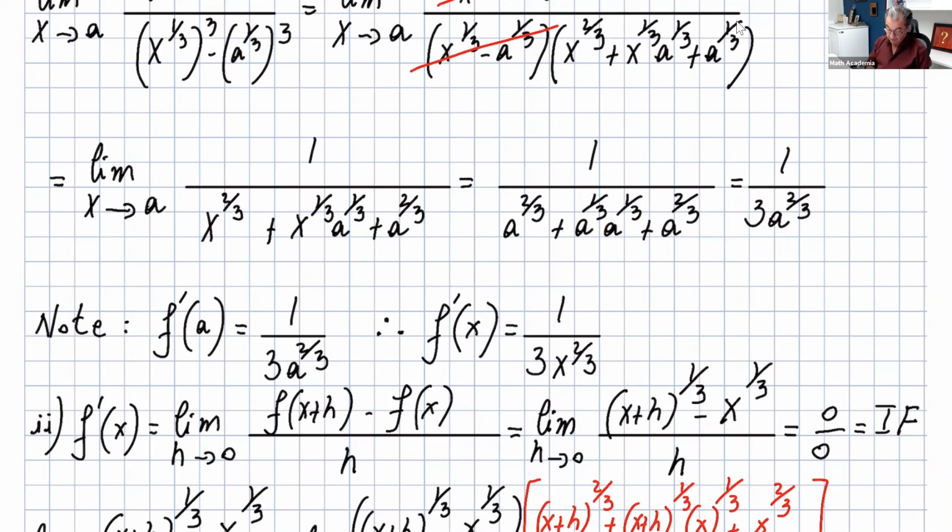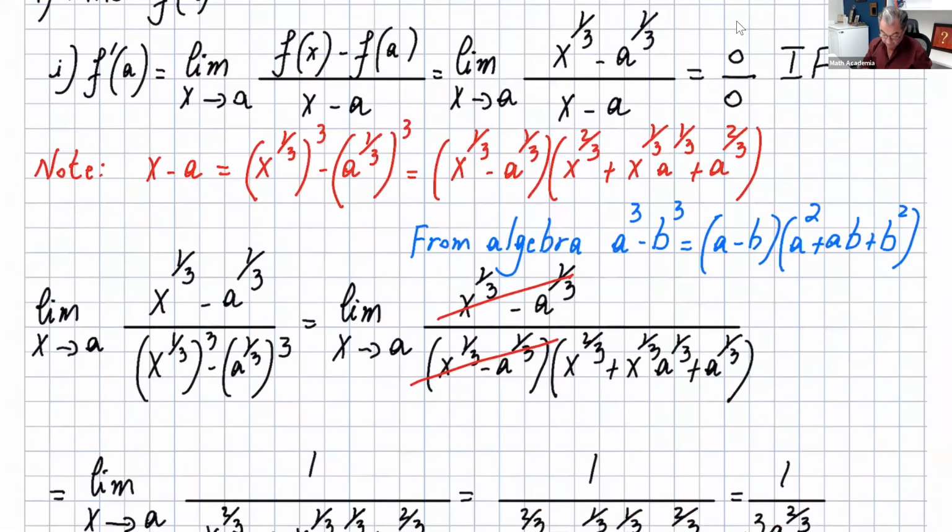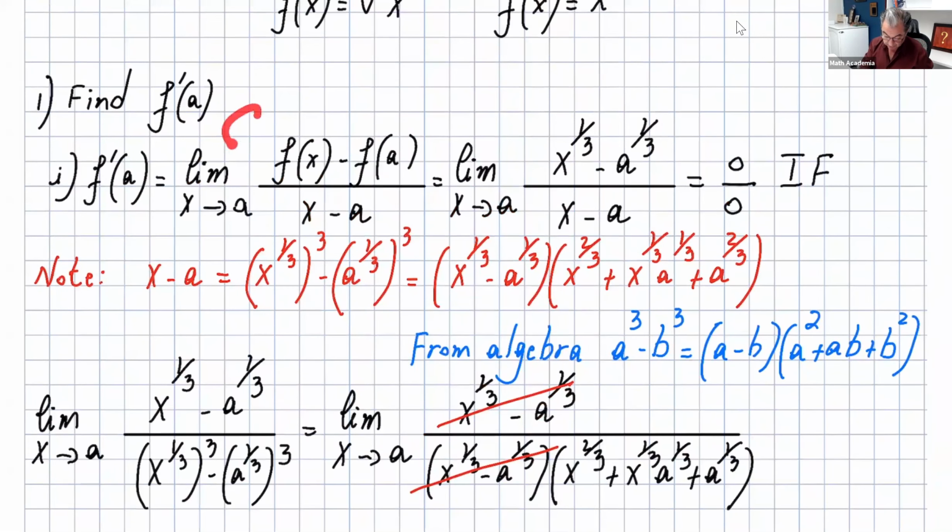If I want to write the general formula for the derivative, I can say f prime of x equals 1 over 3 x to the power of 2/3. Now this is a good formula to use, and that's what I use to find the limit.